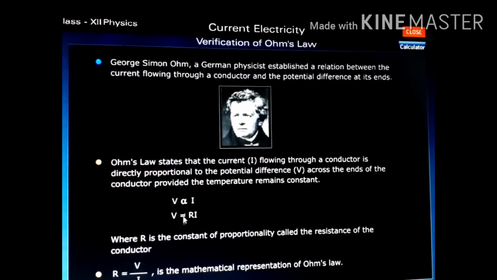The proportionality sign gets replaced by an equal to sign and a constant, and this constant is known as resistance. V is equal to IR. This is the relation between potential difference and current, and this is the formula of Ohm's law. Here R is the resistance of the conductor. R is equal to V upon I. This is the mathematical representation of Ohm's law.